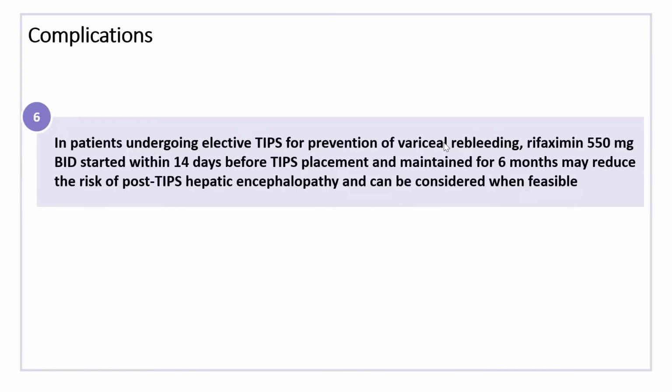So there is a randomized control trial. It's double-blind. It is for patients who get a TIPS for refractory ascites. And they were randomized to get rifaximin or no rifaximin started within 14 days of TIPS placement. Now, these patients who were on rifaximin had lower incidence of incident hepatic encephalopathy after the TIPS. And this guidance statement is extrapolated from that.